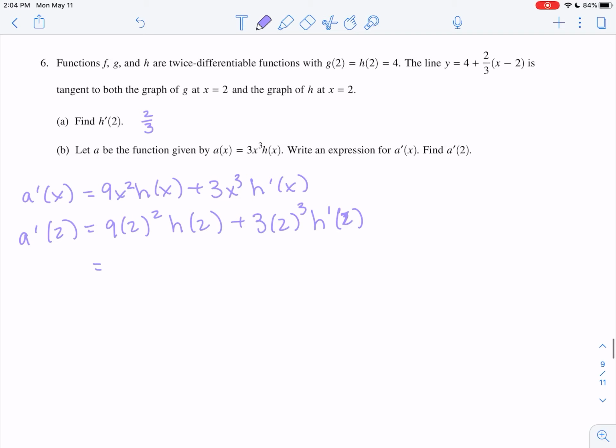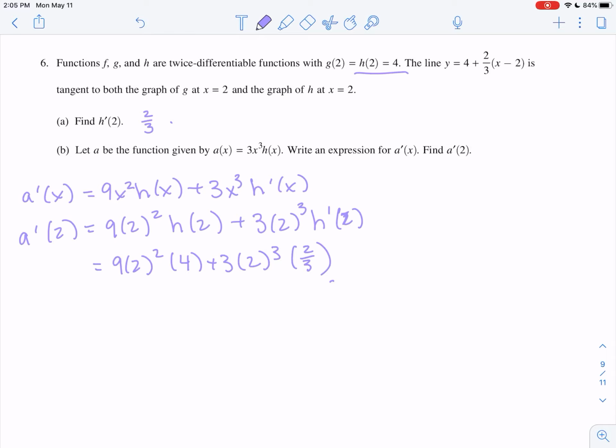Okay, so this I can keep. H of 2, they told me at the top was 4. And h prime of 2, that was part A, that was 2/3. Now, let's say you blanked on part A, put something down, put pi, put 5, put 1,000, whatever, so that you can put something in for part B, okay? Make something up, because as long as that is equal to that, they're not going to double penalize you, okay? You wouldn't get part A right, but at least you could get full points for part B still, okay? And again, let's leave it like so.